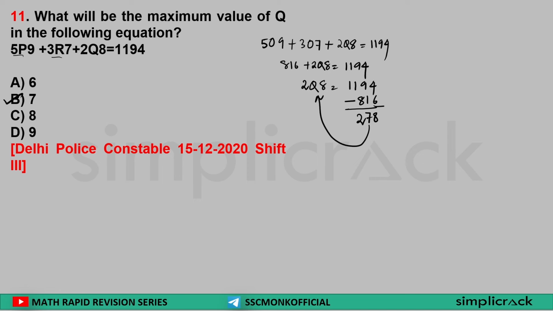Clear? Yes. Now you will say, sir, why are you keeping P and R equal? Is it given in this question that P, Q, R are distinct numbers? No. So I can take whatever I like because I had to ensure that I am getting the value of Q that is also maximum. Unless it has been written that P, Q, R are distinct numbers, I can keep P and R value equal.